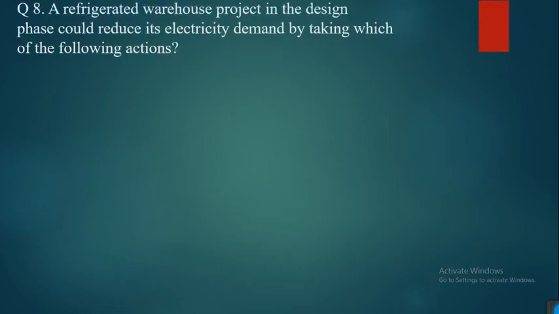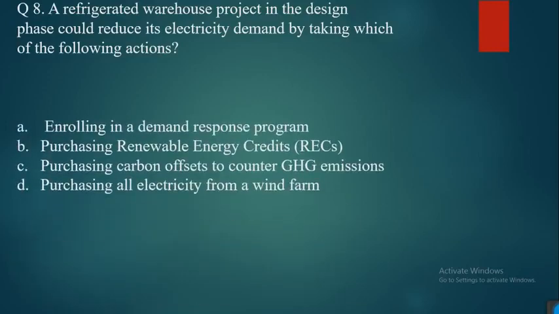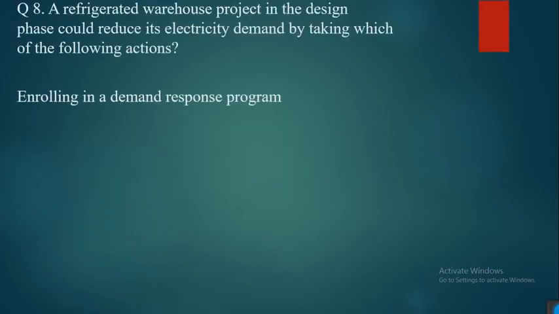Question number 8. A refrigerated warehouse project in the design phase would reduce its electricity demand by taking which of the following actions? Options are enrolling in a demand response program, purchasing renewable energy credits, purchasing carbon offsets to counter GHG or greenhouse gas emissions, purchasing all electricity from a wind farm. Answer is enrolling in a demand response program.